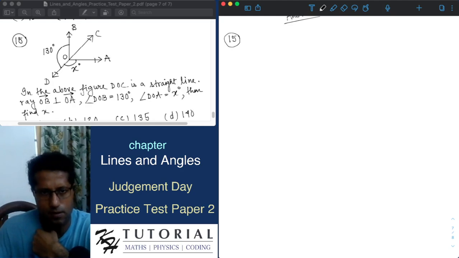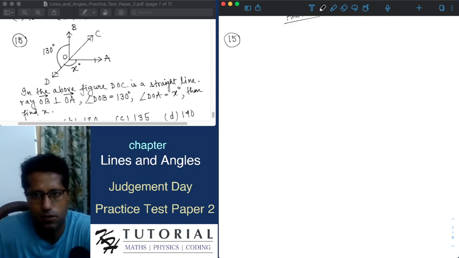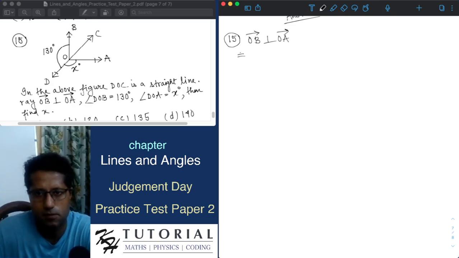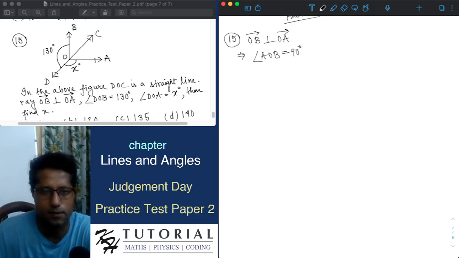Okay, so CD is a straight line, and we have two rays standing on the line CD at the point O, that is OB and OA. So it is given that ray OB is perpendicular to ray OA. So this implies the angle AOB is equal to 90 degrees.